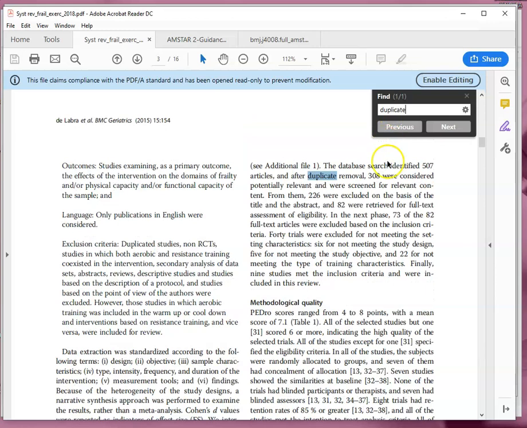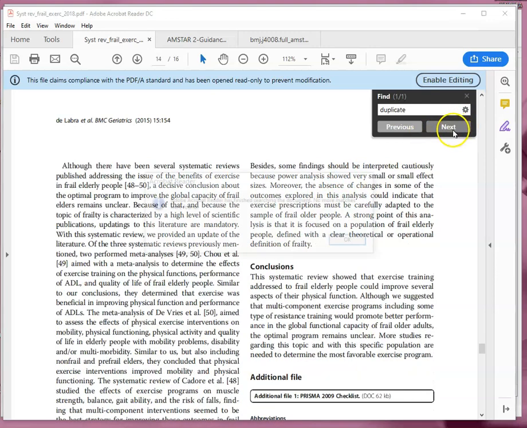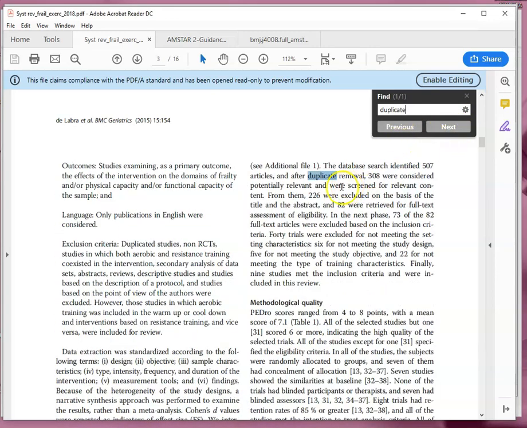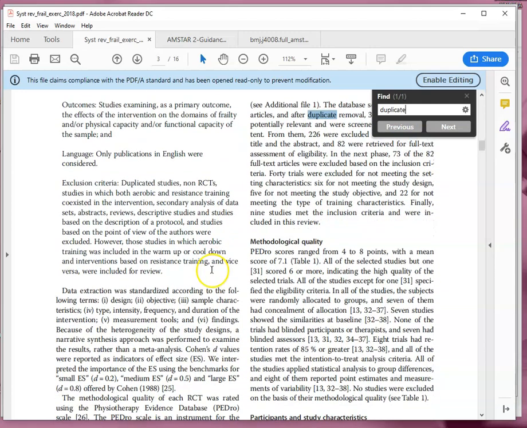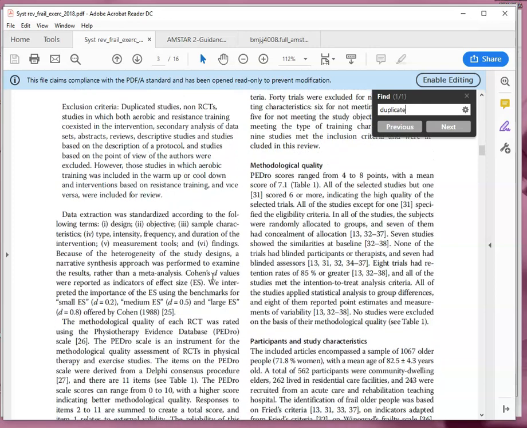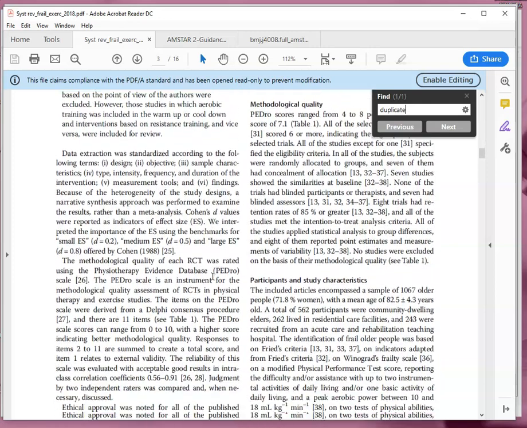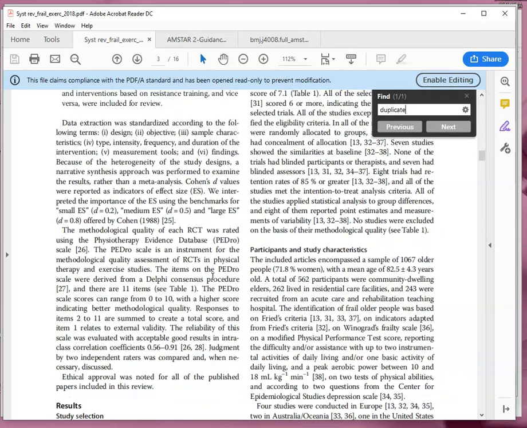Yes, let's see. The searches were identified and after duplicate removal... No, that was not right. Let's go for the next one. Let's see. Now we have only one. So that doesn't work out. Let's see how they did it.